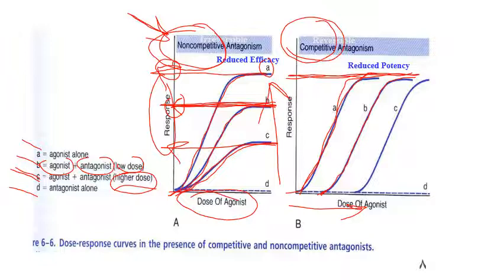The same applies in case C, where there is an agonist with a higher concentration of antagonist. Again, we do need more of the agonist in case C than B, because we have more competitor, which is the competitive antagonist. But again, increasing the concentration of agonist will achieve the highest possible response from the interaction.